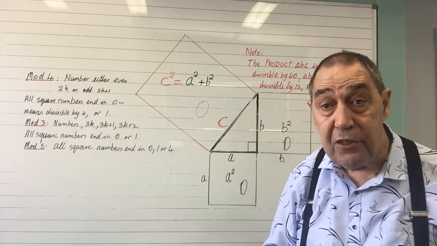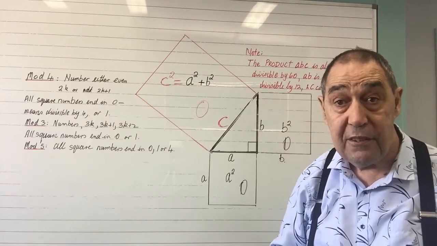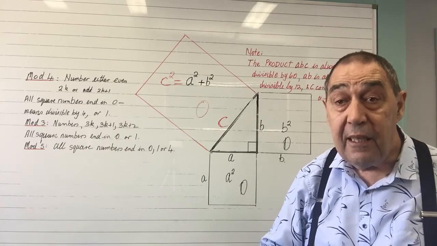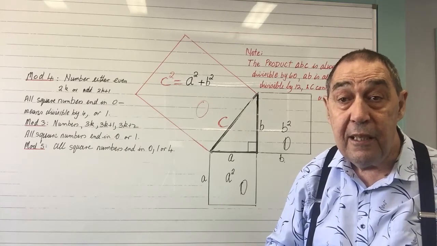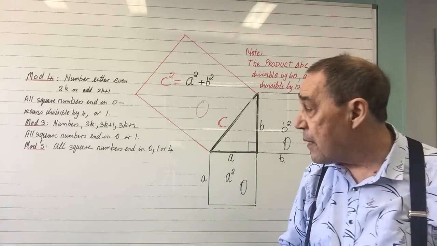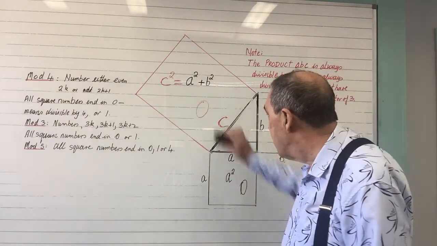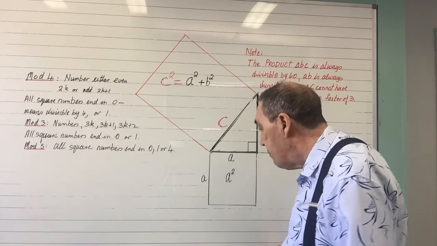Now all we have to do to solve our problem, to show that the product of the three sides is divisible by 60, is to find out if one of the sides is indeed divisible by 5. And to do that, we go to mod 5. Let's just remove these numbers and start thinking in mod 5.